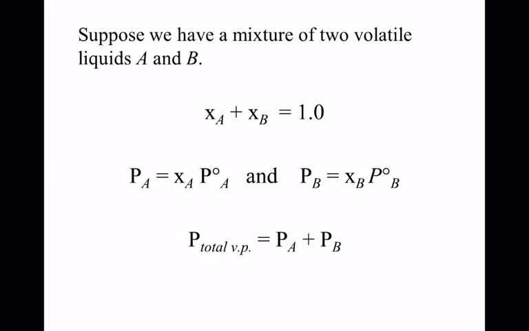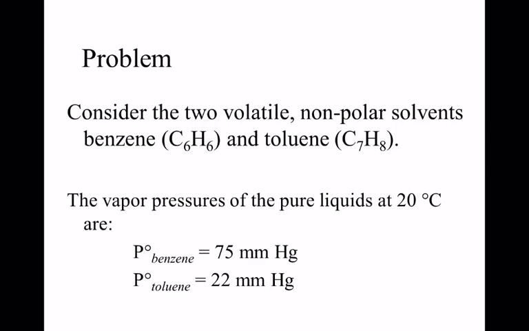So in the headspace above, we could come up with a total pressure. This might be helpful. Okay, this is something we talked about in Chem 1. The total pressure is equal to the sum of the partial pressures. All right. So let's do an example and see what this looks like.